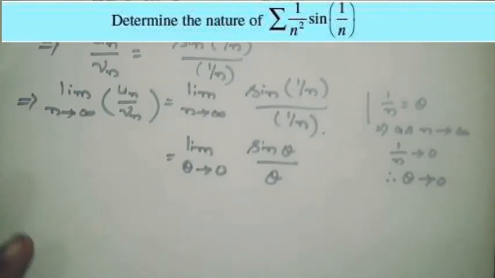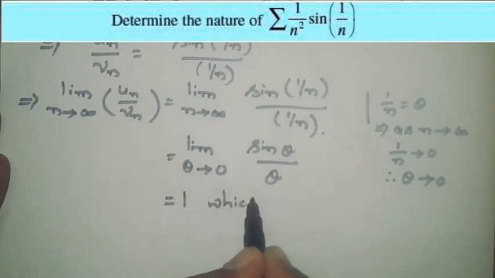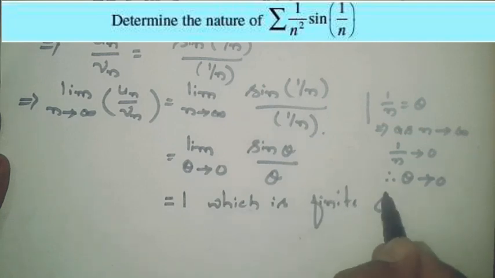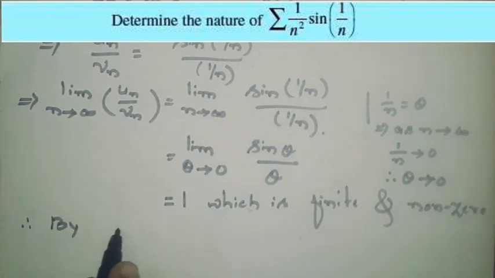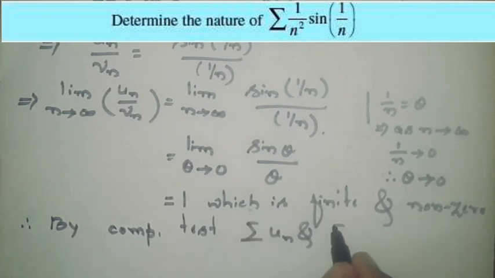So therefore the value of this limit is simply 1, which is finite and non-zero. So therefore by comparison test we are doing the conclusion. By comparison test, summation un and summation vn behave alike. The meaning is that their nature is similar.